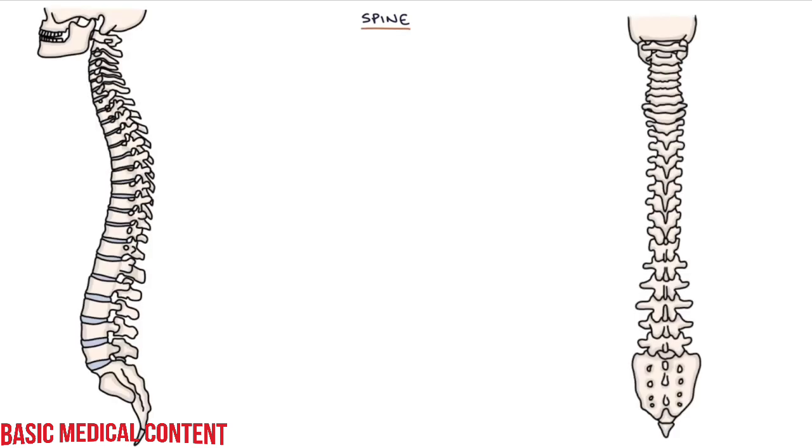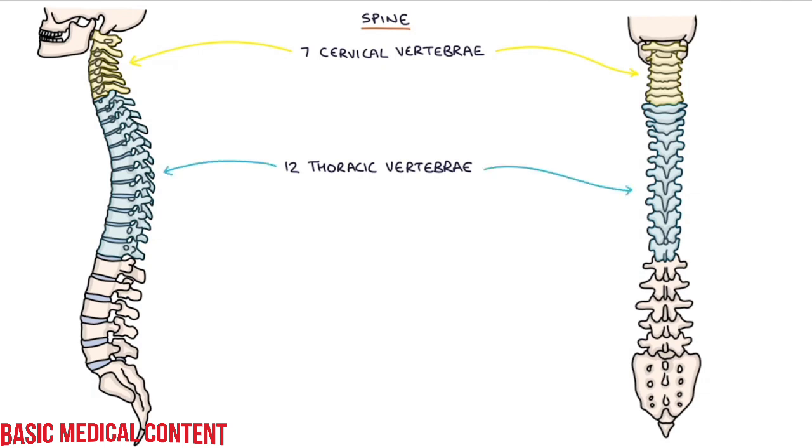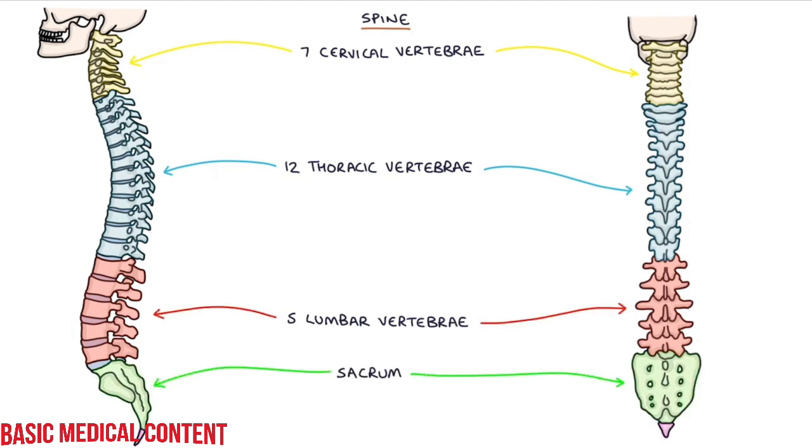Next, let's look at the spine. The spine is made up of 7 cervical vertebrae in the neck, 12 thoracic vertebrae in the thorax, 5 lumbar vertebrae, the sacrum, and the coccyx.